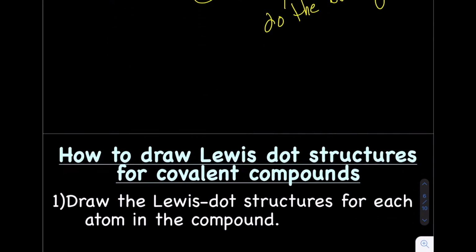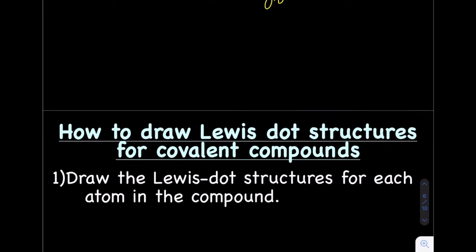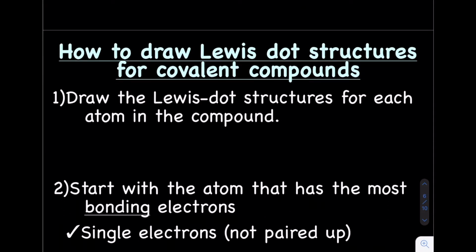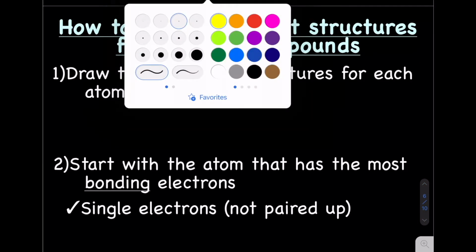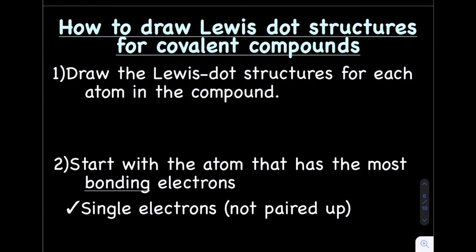So now let's draw structures for covalent compounds. How to draw Lewis dot structures for covalent compounds. The first step is to draw the Lewis dot structure for each atom in the compound. Let's do a practice problem while we're doing this, and I will pick OF2, because we just did that one. F2 means there's 2 of them, right? So we have OF2.